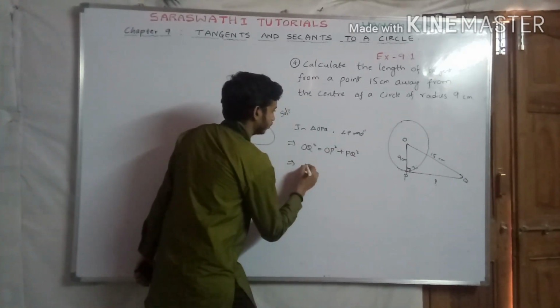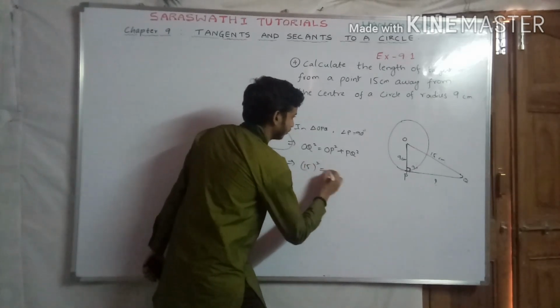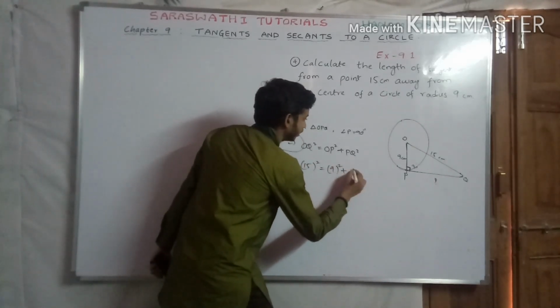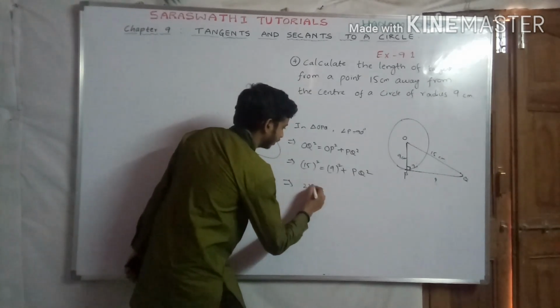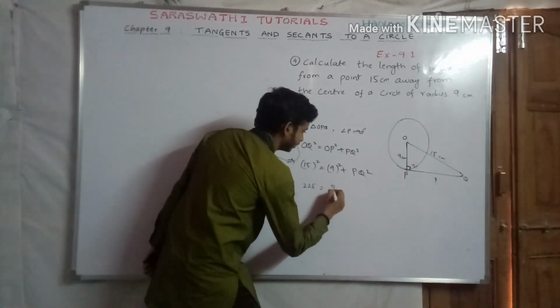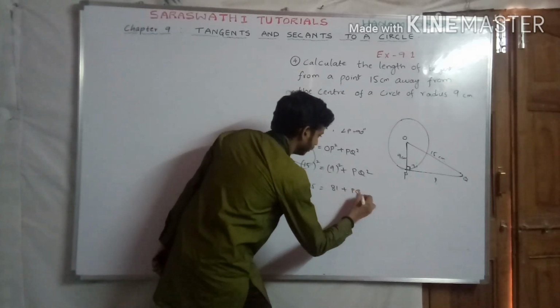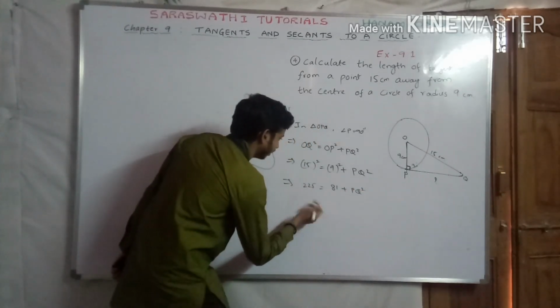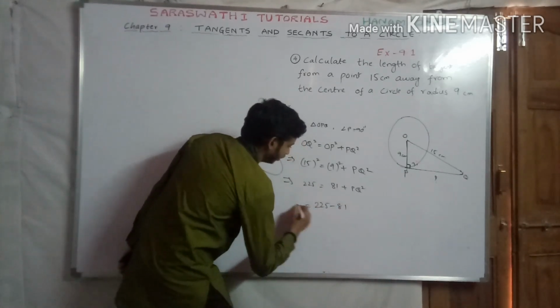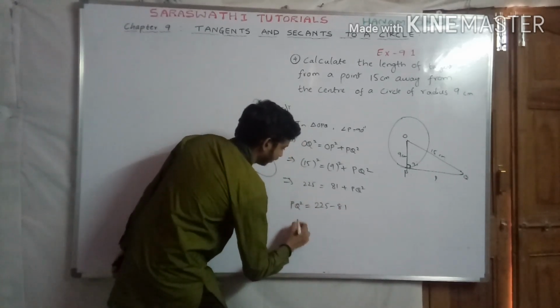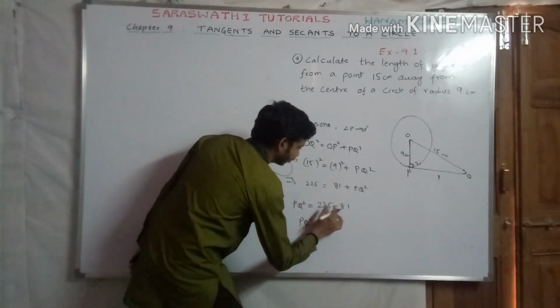So OQ square, that means 15 square, equals 9 square plus PQ square. 15 square is 225, equal to 9 square, which is 81, plus PQ square. This 81 comes to the left side and becomes minus 81. That means 225 minus 81 equals PQ square.